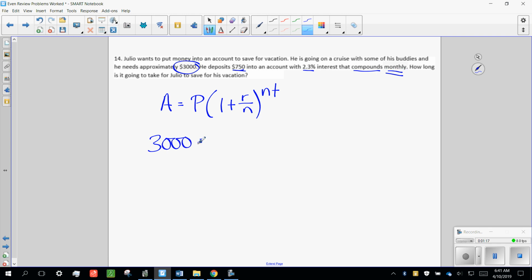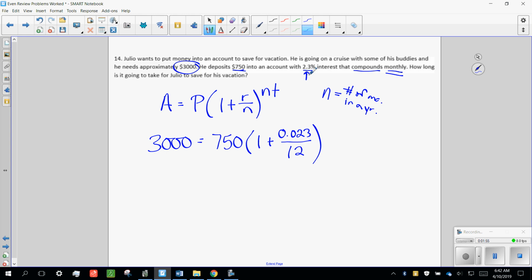You have to know where to put these variables, and then the solving we can do. But we first have to get everything in the right place. He starts with 750, and then his interest rate is 0.023. So 0.2 would be 20%, and this is 2.3%. And then we have to divide it by something. What is n? n is the number of months in a year. We divide it by 12 because this is a yearly interest rate, and we're doing it monthly.